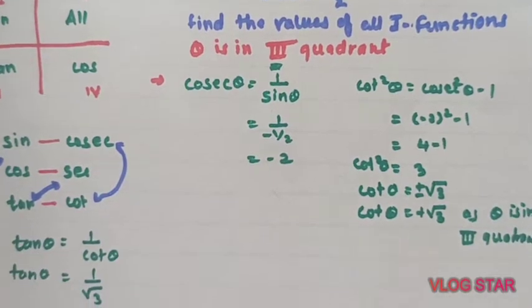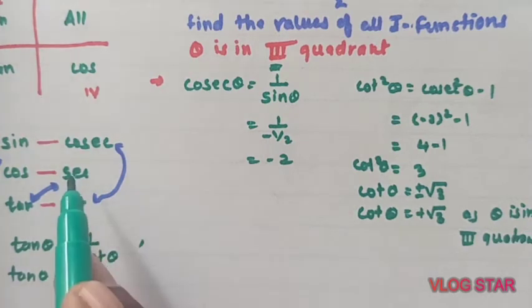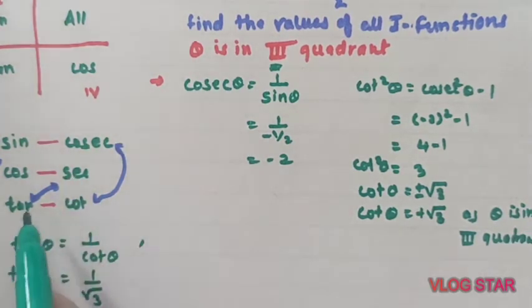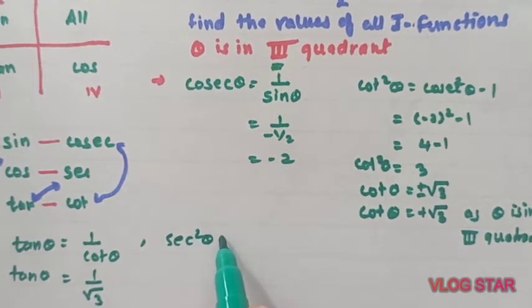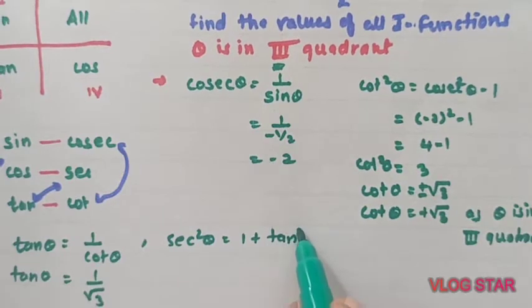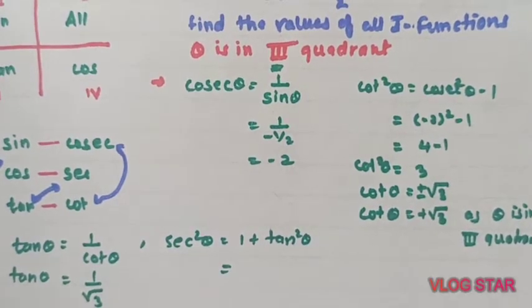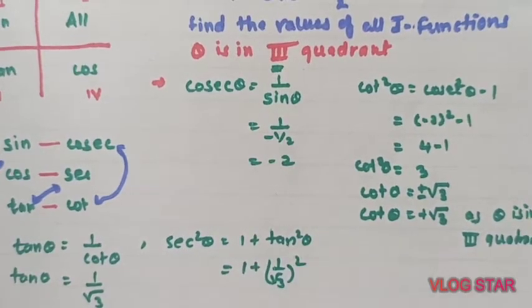After tan theta we can determine the next value. From tan we can determine sec. Again a square relation, tan to sec. What is sec? Sec square theta is equal to 1 plus tan square theta. So what is it? 1 plus tan square. So 1 plus 1 upon root 3 square.